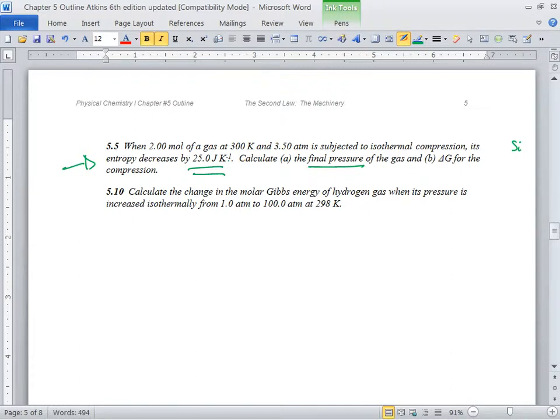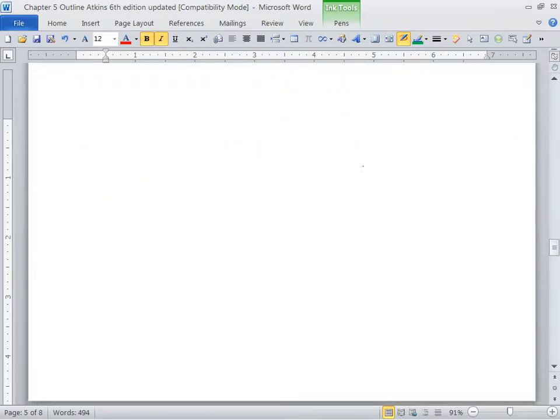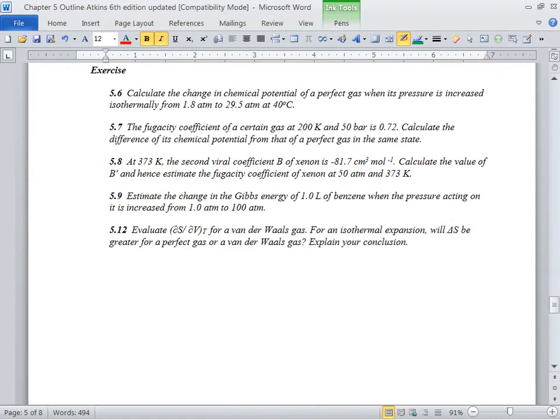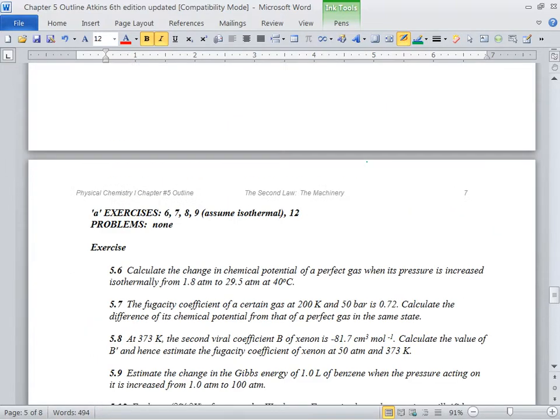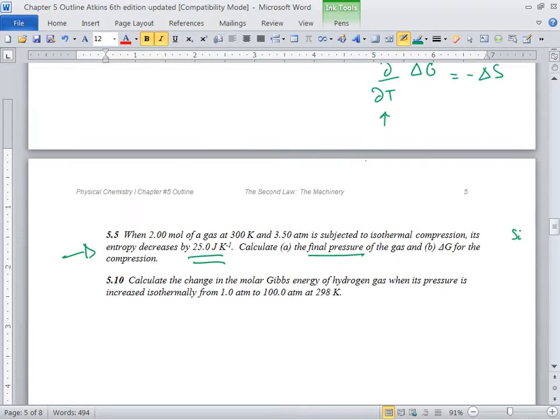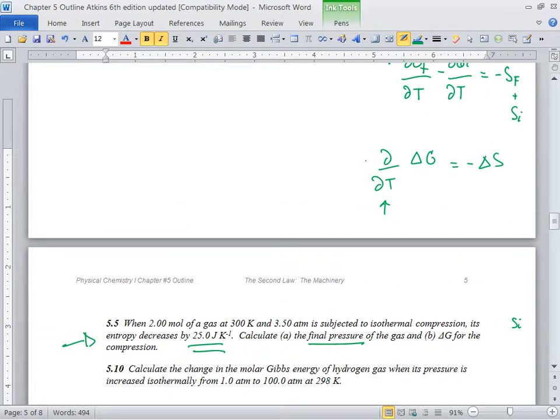Yeah, they told you the entropy, but then how do you get the final pressure? Well, the final pressure is using the delta G expression. But we have to get delta G first, right? You know what entropy is, so you can calculate your delta G with that last equation that we just used. Yeah, that's what I would do.